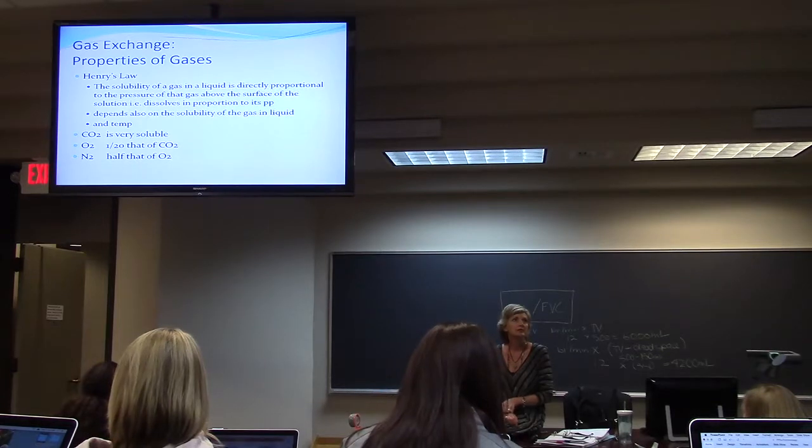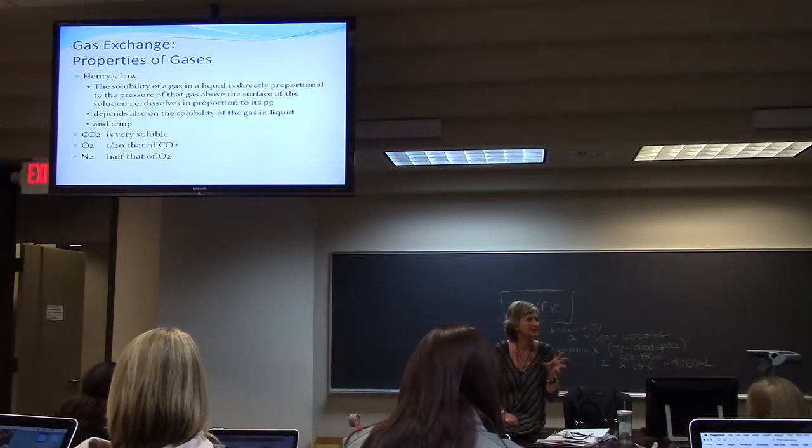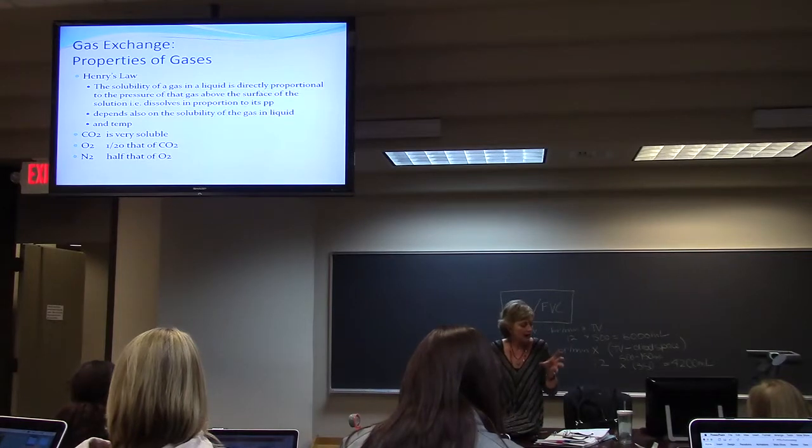So the solubility of a gas in a liquid is directly proportional to the pressure of that gas above its surface, which just means whatever the partial pressure is, that's how soluble it's going to be. So the higher the pressure of oxygen, the more soluble it would be, in a sense. We really can't change that, though. We can't change atmospheric pressure of oxygen unless we use a hyperbaric chamber.